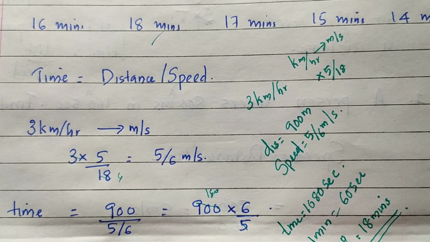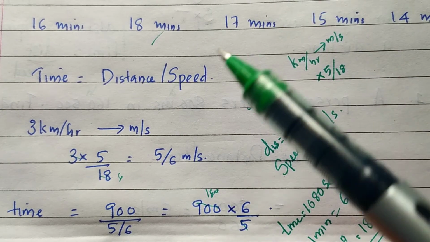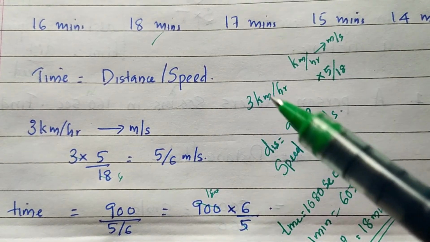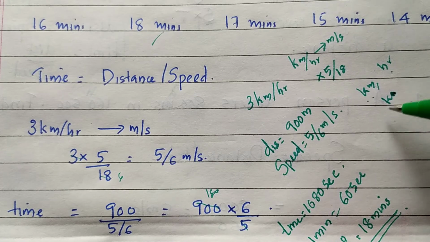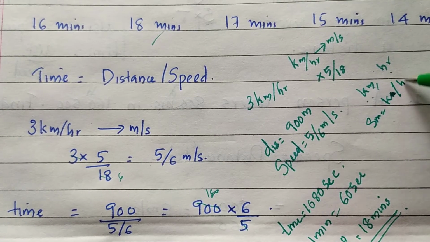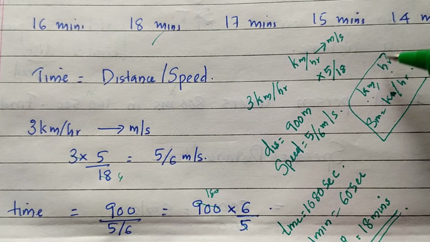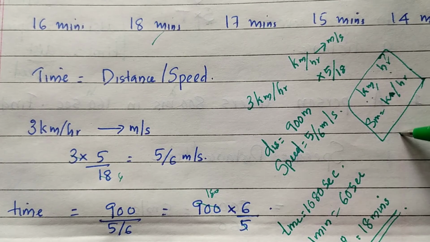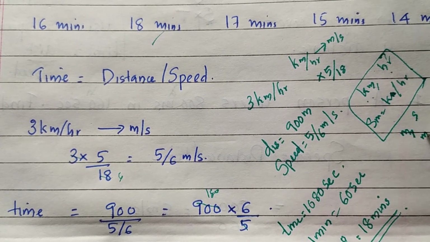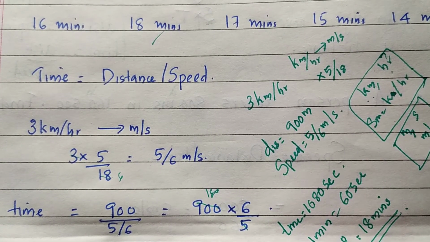So we have to check the units before solving problems related to time and distance. We have to convert everything into the same units. If distance is given in kilometers and time is given in hours, then the speed should be in kilometer per hour. We have to convert speed, distance and time into the same units. If it is given in meters and seconds, speed should be in meter per second. So everything should be in the same units.